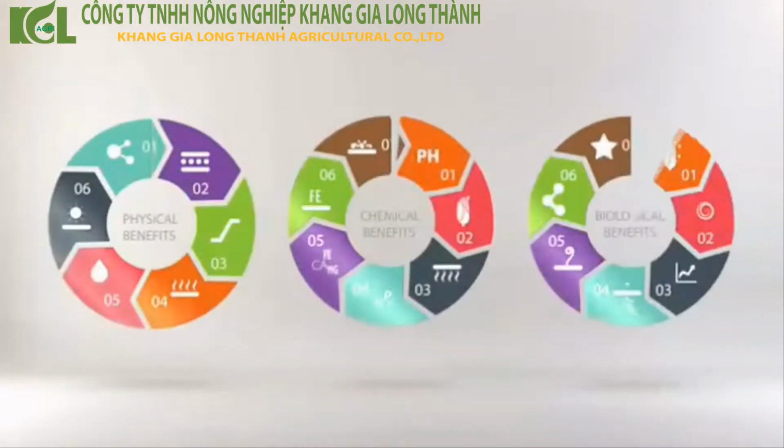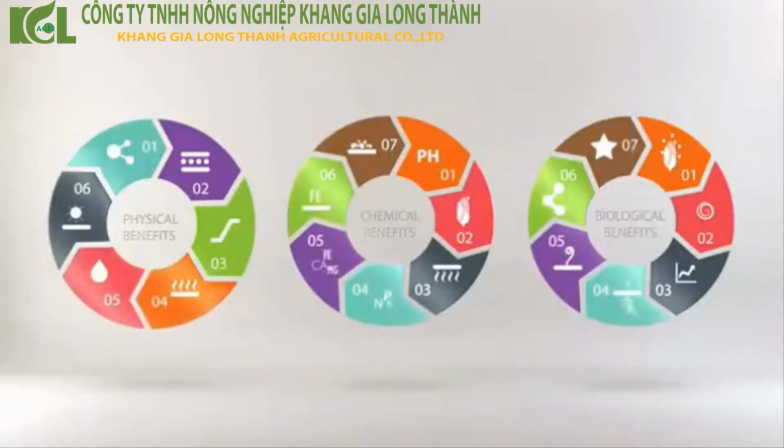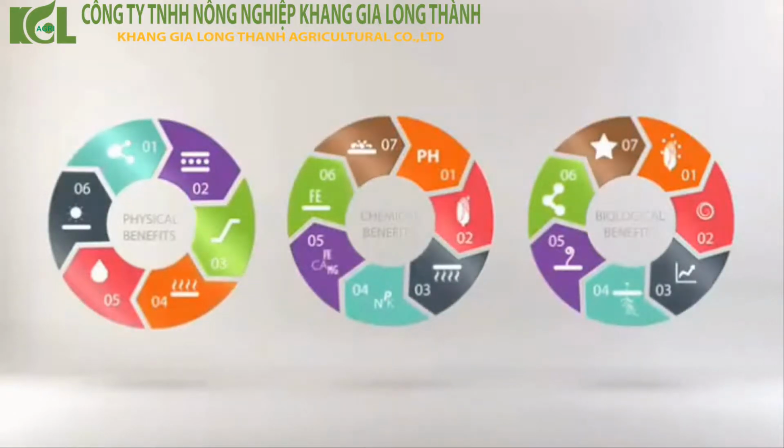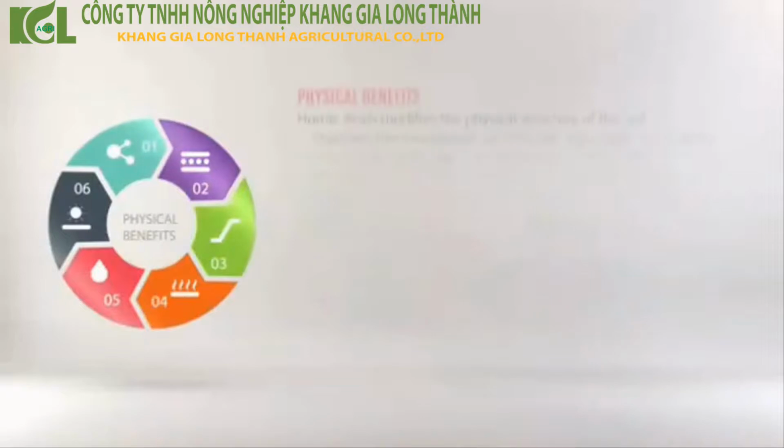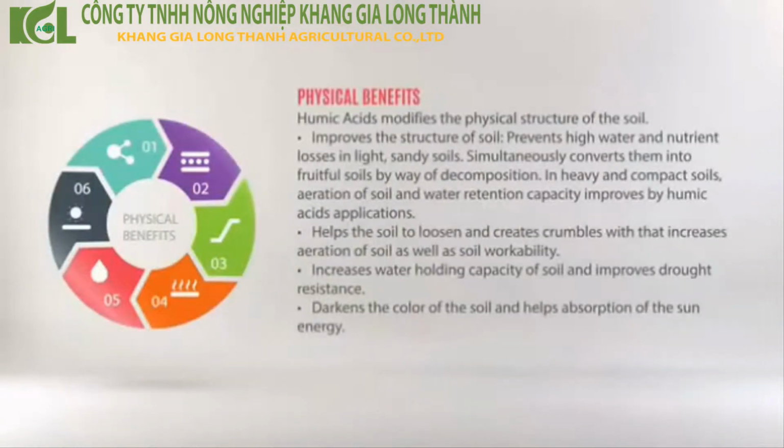The benefits of humic and fulvic acids can be grouped into 5 main headings as physical, chemical, biological, ecological, and economic. Physical benefits. Humic acids modify the physical structure of the soil. They improve the structure of soil. They prevent high water and nutrient losses in light and sandy soils.